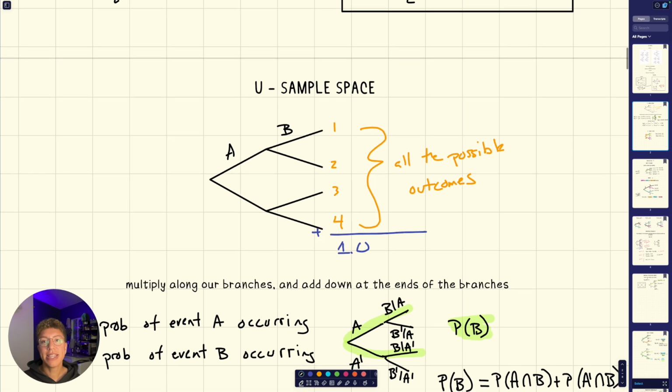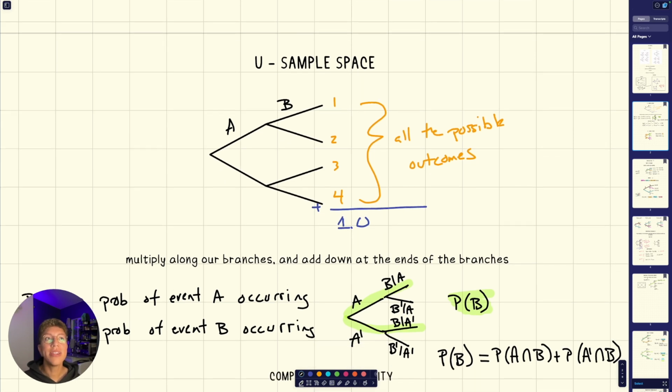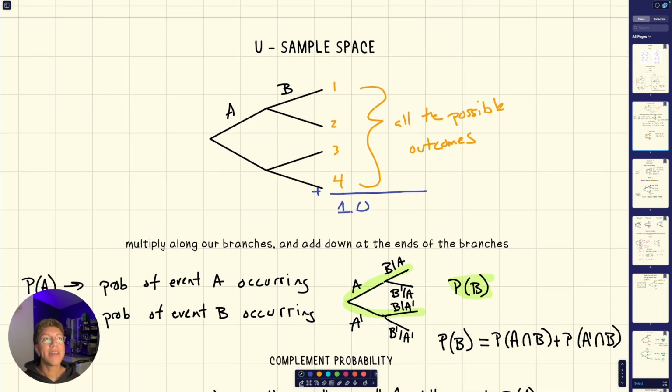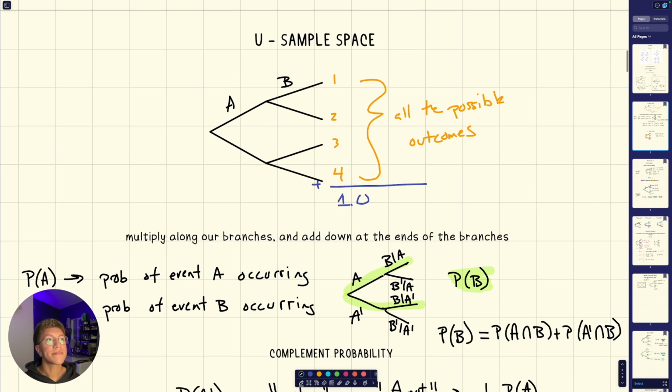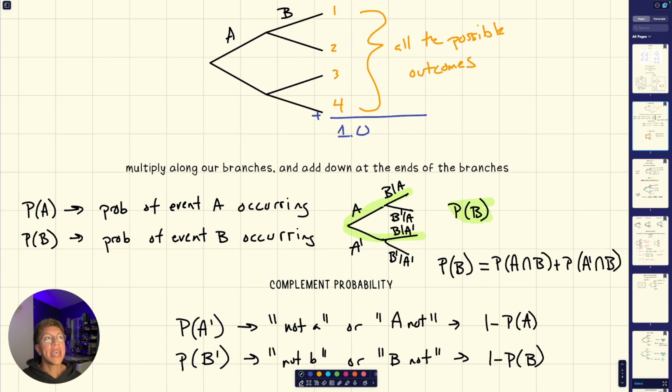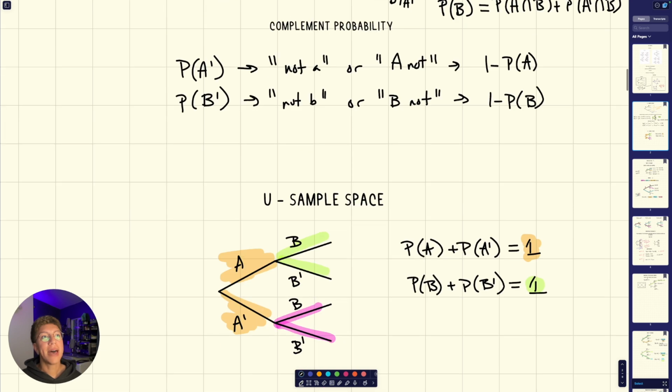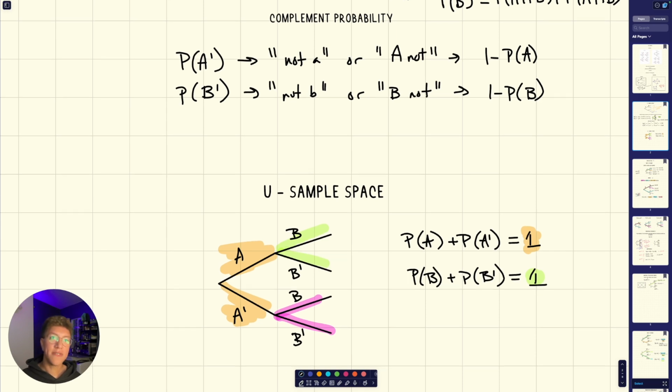Our sample space, again, always has to be equal to 1 for tree diagrams. Every pair of branches, so these branches, and these branches, must all sum to 1. And then all of these together must also sum to 1. Our complement probability shows up as the top and bottom branch. And that's true for the second set of branches and the first set of branches.